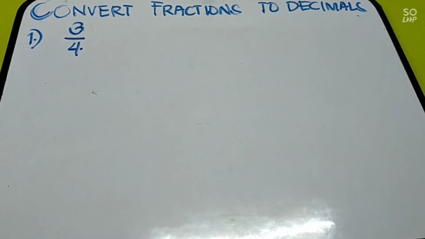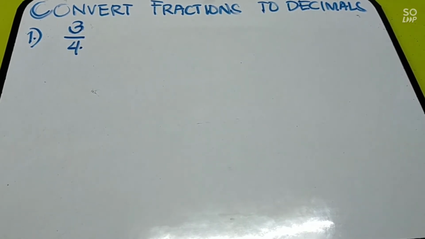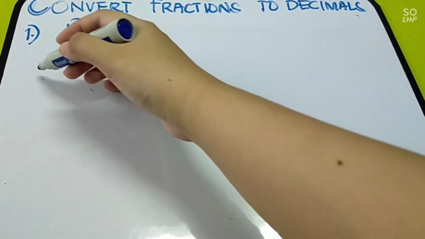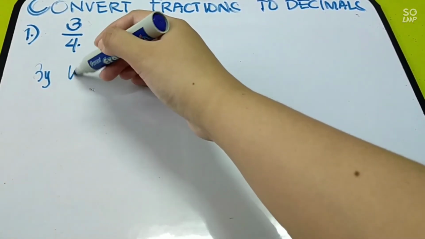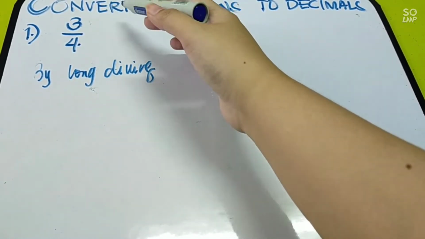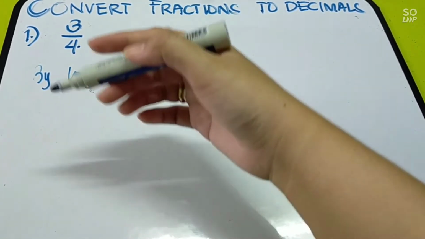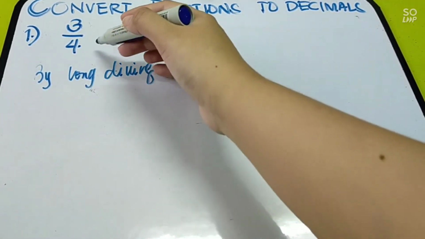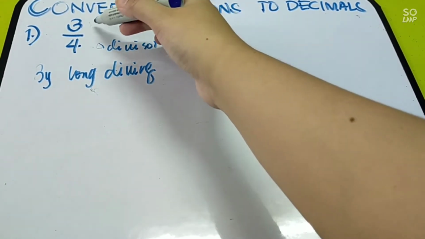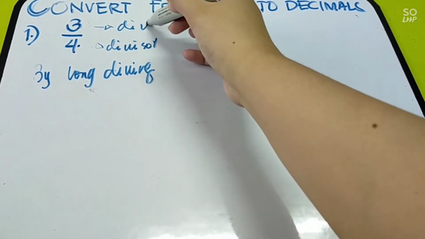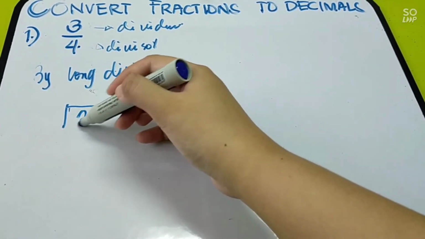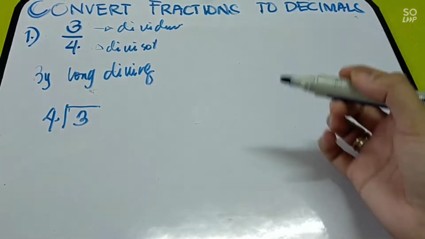So, paano natin isosolve to? The first way is by using division, by long division. So, yun yung unang way natin, long division. So, we are going to divide 3 over 4. So, how you are going to divide that? So, this one would be your divisor. Then, etong numerator nyo, yan yung magiging dividend nyo. Yan. So, si dividend yung nasa loob, then sa labas ay si divisor.